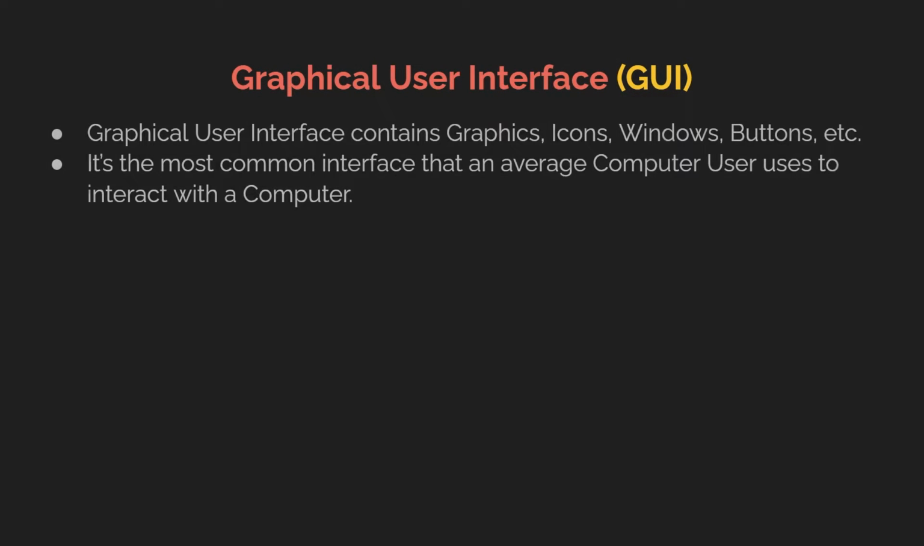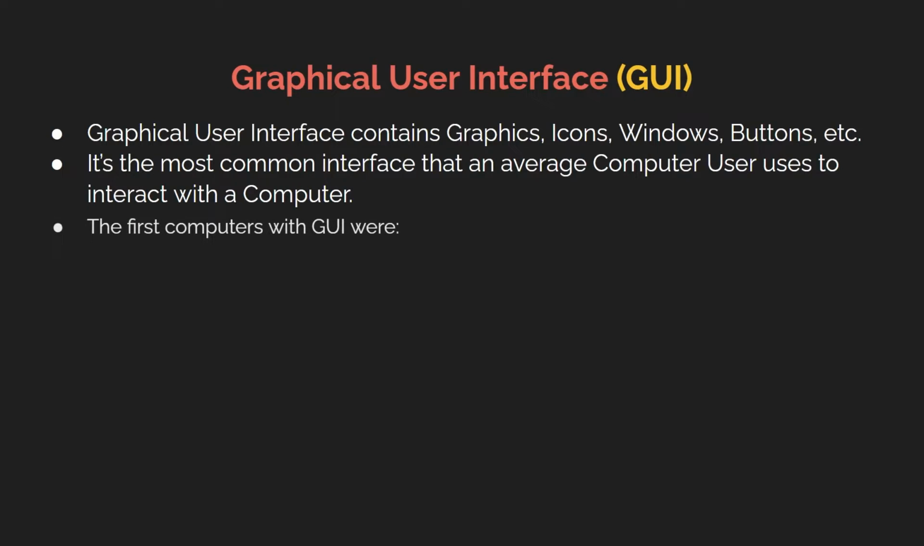Now, graphical user interface is an interface which contains graphics, icons, windows, buttons. So you are watching this video on YouTube, and YouTube has a graphical user interface that you are using. For example, it has buttons, it has a subscribe button, it has a like button. If you are on desktop, you are watching this on a browser. So browser has its own window. You might have some other applications which have their own separate windows. So it's the most common interface that an average computer user uses to interact with the computer.